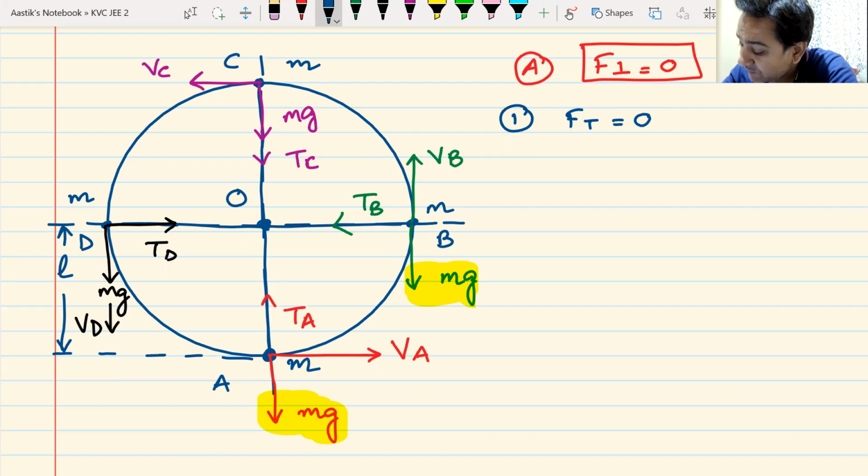Okay. Can anyone tell me what is the second equation here? Centripetal, sir. Can you tell me the equation? How will the equation look? How will you make the centripetal equation?